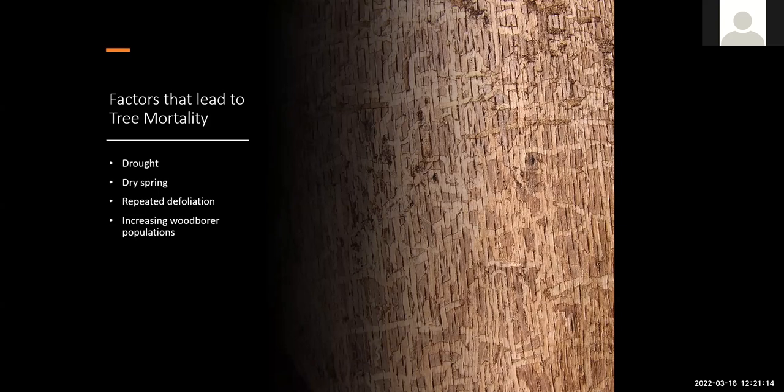A dry spring is really important, not necessarily directly related to tree health in this situation, but if it's really dry out, that fungus Entomophaga maimaiga does not spread readily through the population of developing larvae. So you lose that control, those limits on the population, and it's kind of released from that, and that can be a problem. And then repeated defoliation.